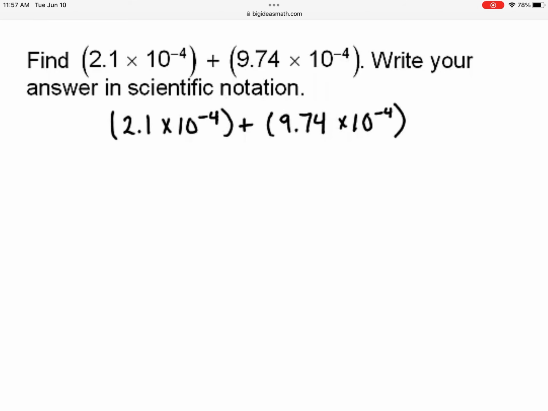Notice that the two numbers have the same power of 10, 10 to the negative fourth. Remember, to add numbers written in scientific notation with the same power of 10, we want to add the factors. To do this, we need to use the distributive property to rewrite the expression. We are pulling out the common factor of 10 to the negative fourth. So we have 2 and 1/10 plus 9 and 74 hundredths times 10 to the negative fourth.